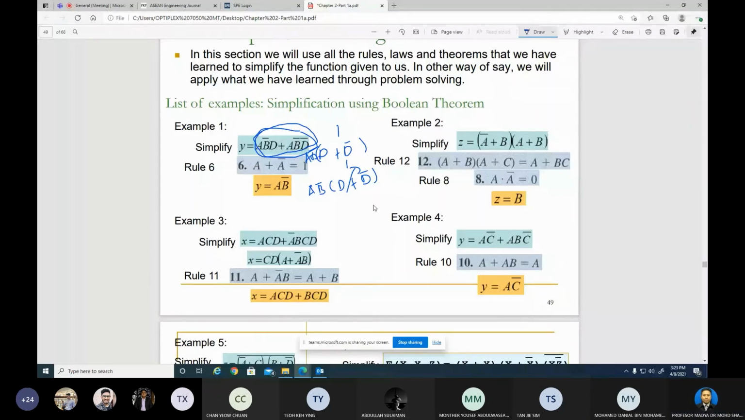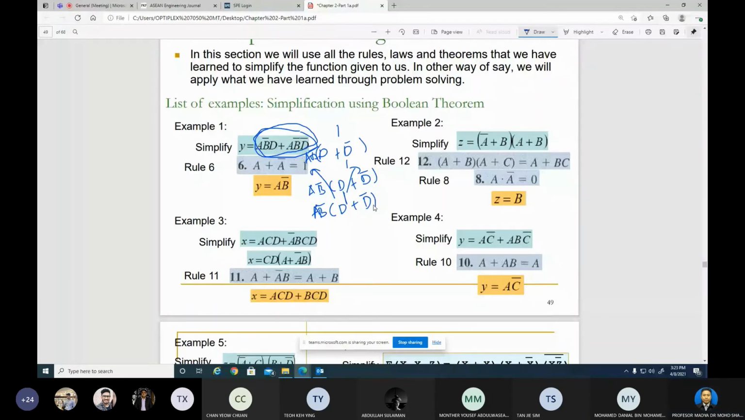So I will do this again. A bar B multiplied by (D plus D bar). This one is the same as A plus A bar, so it will be 1. So this one will be 1. That means A bar B multiplied by 1, so the answer will be A bar.